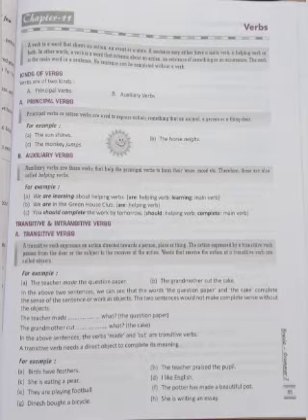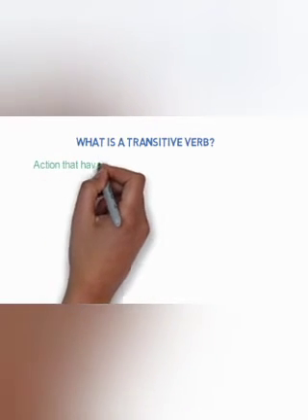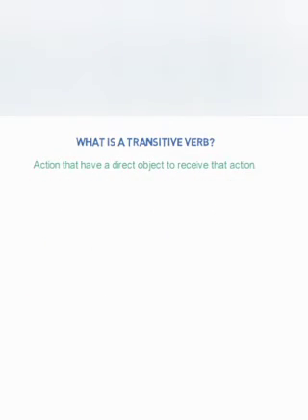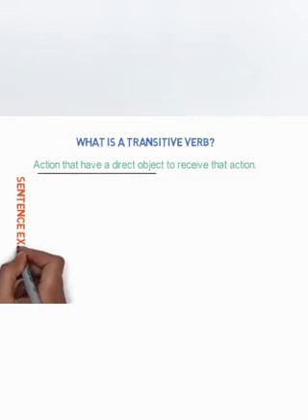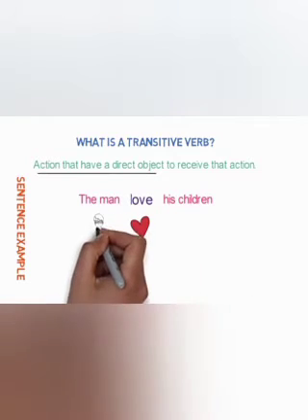So students, now that you are clear with the subject, object and verb, let us now learn the two types of verbs. They are transitive and intransitive verbs. So first, let us see what transitive verbs are. A transitive verb is an action that has a direct object to receive that action. So, let us now look into the sentence example. The man loves his children.